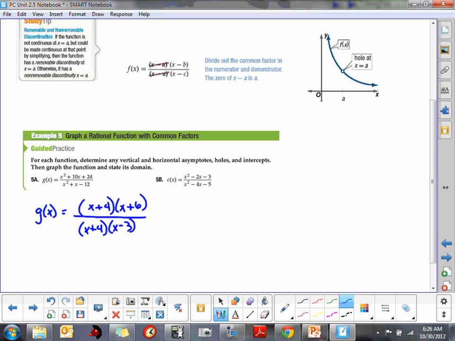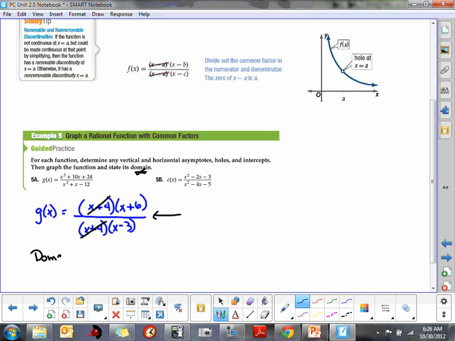Okay, so this is the original equation. We want to pay attention to it because it's going to help us state its domain, and it'll also help us find the location of holes, vertical asymptotes, and our x-intercepts. We know that we have a removable discontinuity, or a hole, at x equals -4. That's going to be part of your domain, so let's take care of that domain right away.